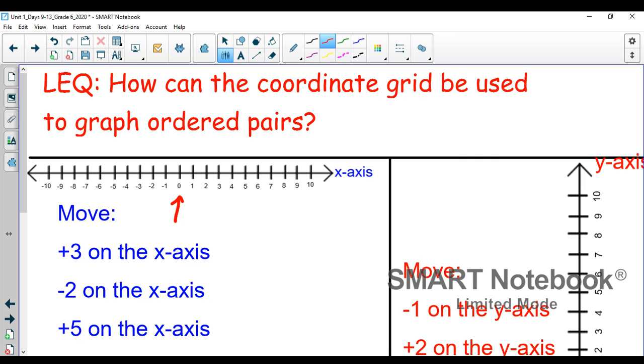So if you're moving +3, you're going 3 jumps, 1, 2, 3. That one's in red. I'll do the next one in a different color. If you're going -2 on the x-axis, again, you're starting at 0, you're going back 1, 2 units, you end up at -2. And if you're going +5, you go to the origin and you just count 1, 2, 3, 4, 5 units, and you end at +5.